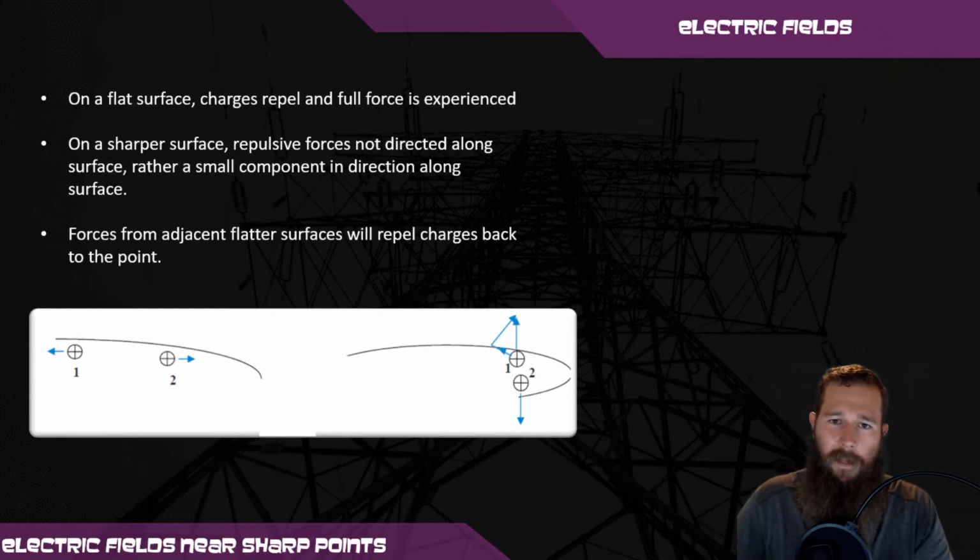So the reason this happens, first we'll look at a situation where we've got a flat plate. So we have two electrons and they want to repel perfectly away from each other, and along a flat plate the full force is experienced and they can do this.